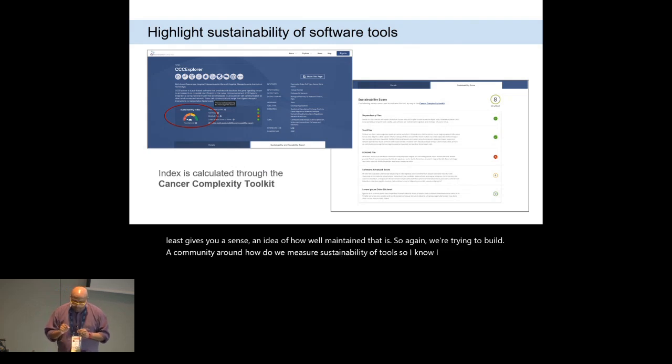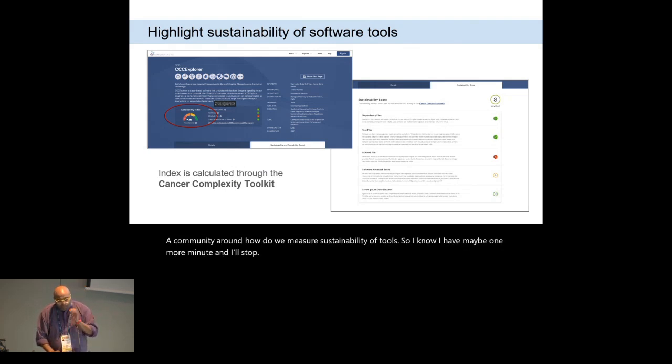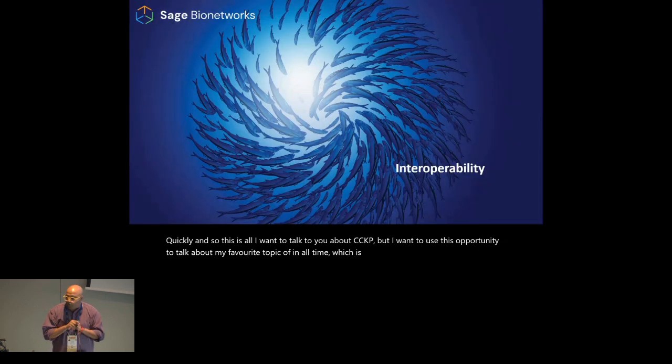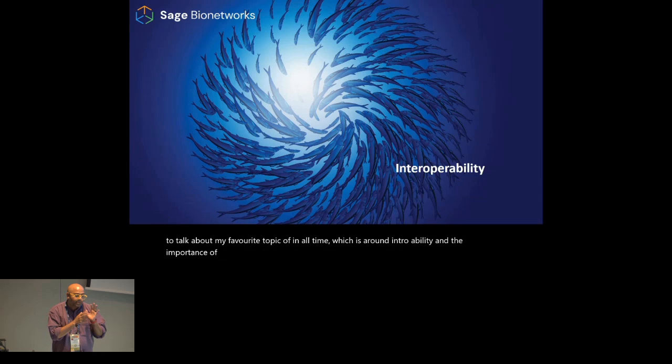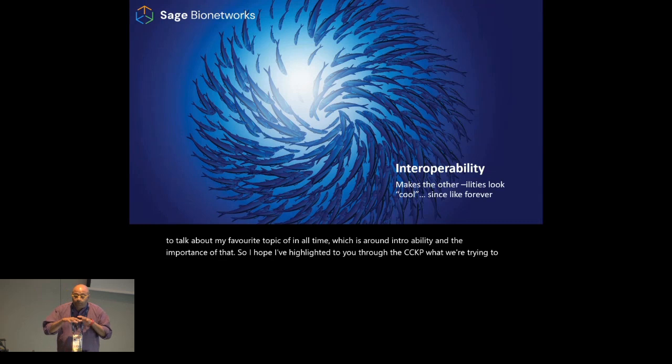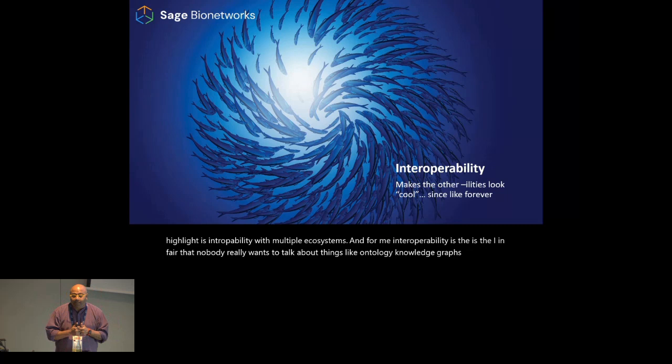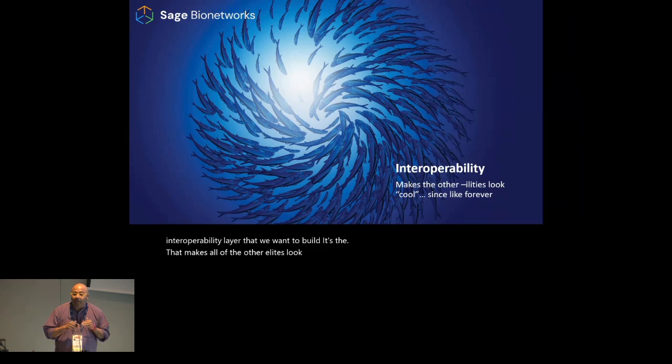So I know I have maybe 1 more minute, and I'll stop quickly. This is all I want to talk to you about CCKP, but I want to use this opportunity to talk about my favorite topic of all time, which is interoperability and the importance of that. I hope I've highlighted through the CCKP that what we're trying to highlight is interoperability with multiple ecosystems. And for me, interoperability is the I in FAIR that nobody really wants to talk about. Things like ontology and knowledge graphs are the interoperability layer that we want to build. It's the ility that makes all of the other ilities look cool. And we do really need to pay attention to that.